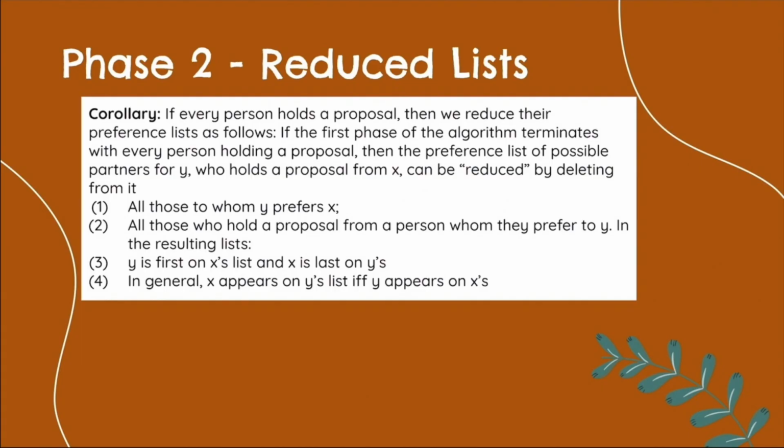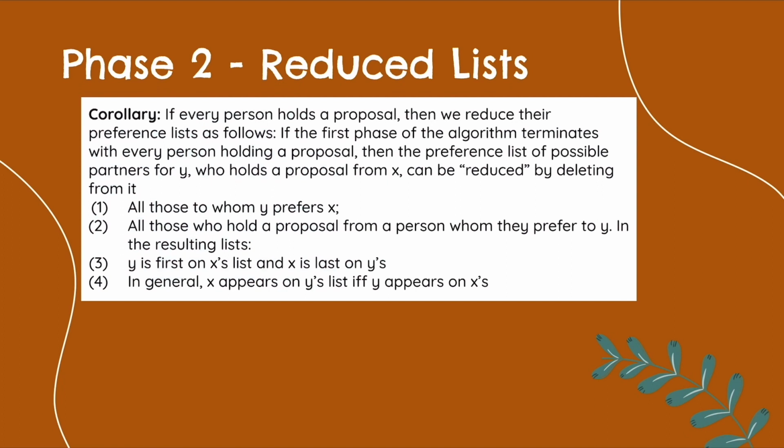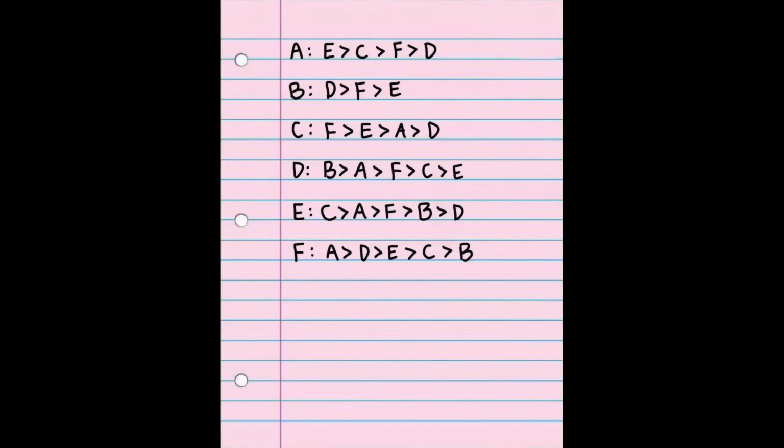Now that everyone's holding a proposal for consideration, we can move to phase 2 of the algorithm where we reduce the lists according to our corollary so that if Y is holding a proposal for consideration from X, Y will delete every person lower on their list than X from their list, and those people will also remove Y from their lists. Let's see this in relation to our example.